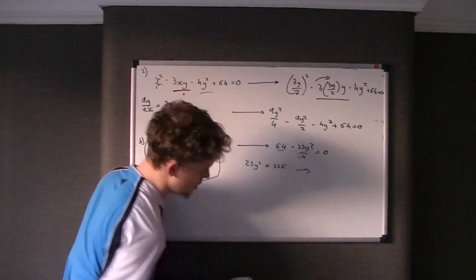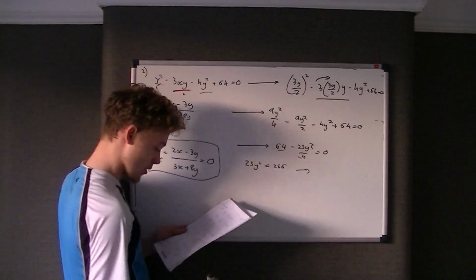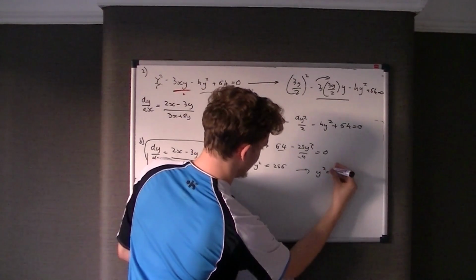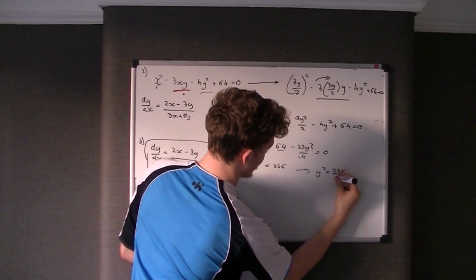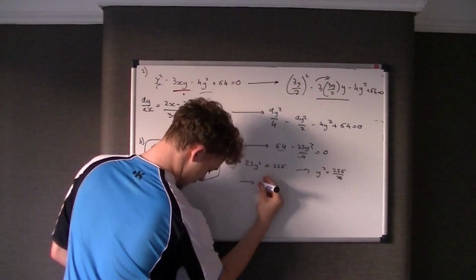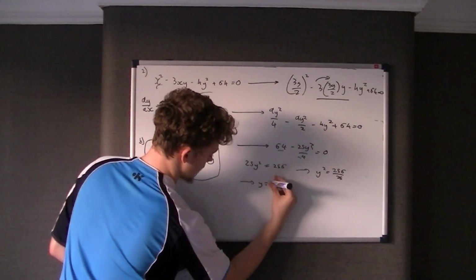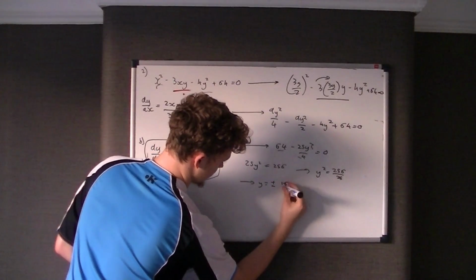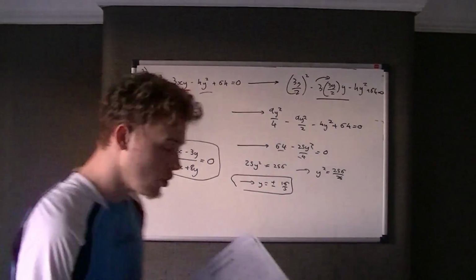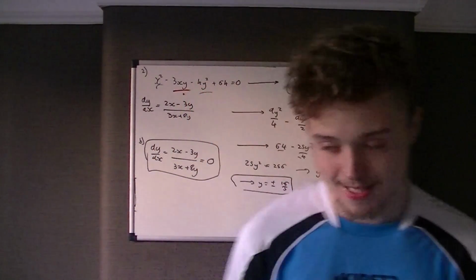Anyway, divide both sides by 25. So you get y squared is equal to 256 over 25. Okay, and then we square root both sides. So we get y is equal to plus or minus 16 fifths. Now, you go, well, which one do I choose? Do I choose plus 16 fifths or negative 16 fifths?